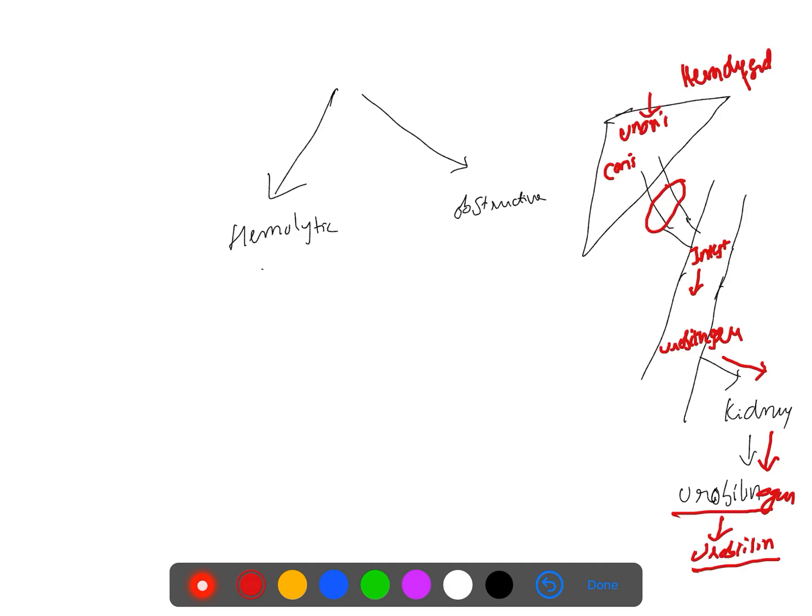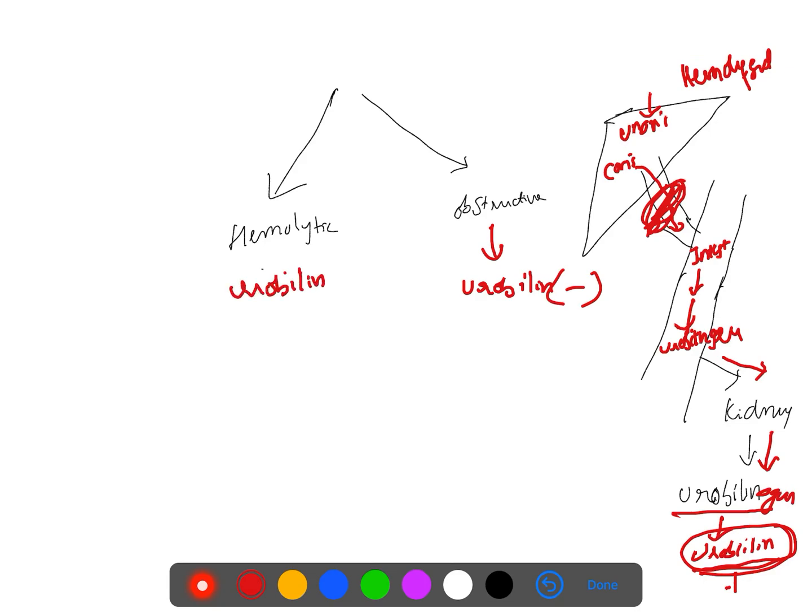Suppose there is any obstruction here, so the conjugated bilirubin will not reach the intestine, so there is no formation of urobilinogen and no excretion of urobilin. So in obstructive jaundice, there is a block here, resulting in absence of urobilin in urine, whereas urobilin will be present in hemolytic anemia. This is one differentiation between hemolytic and obstructive jaundice.